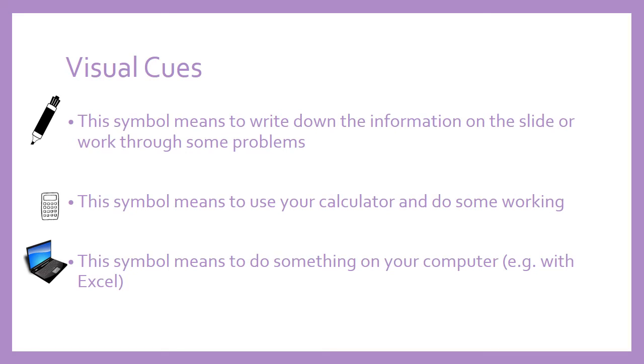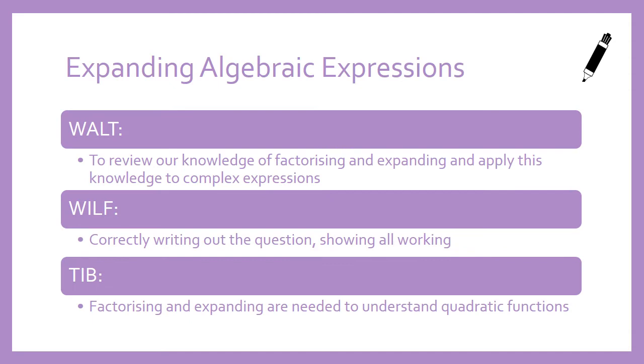So quick visual cues before we start. The pen symbol means I want you guys to write. Our goal for this lesson is to review our knowledge of factorizing and expanding and apply this knowledge to complex expressions. So what I'm looking for is you guys correctly writing out the question and showing all of your working out. When we get to use the new methods we're going through, I need to see your working out steps. You can't just give me the answer. And factorizing and expanding are needed to understand quadratic functions, which is something we're going to get into later, and that's going to help you with a really fun assignment later in the year.